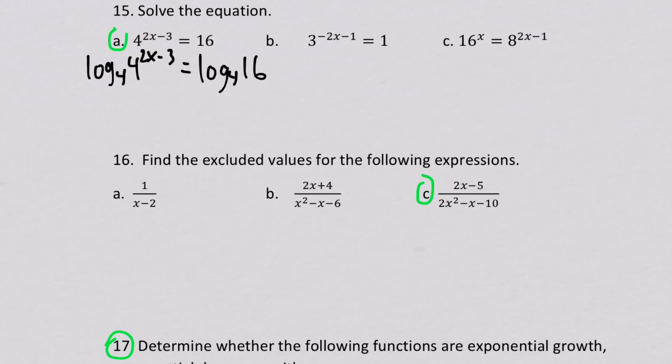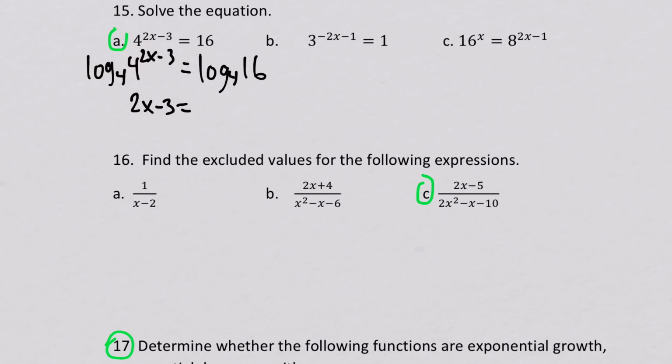Now I'm going to use the power rule, which says that I can take this exponent and bring it down. And also log base 4 of 4 is going to cancel out, which leaves me with just 2x minus 3 on the right side. On the left side I have log base 4 of 16. Which, by the way, let's do that in our heads. What's log base 4 of 16?